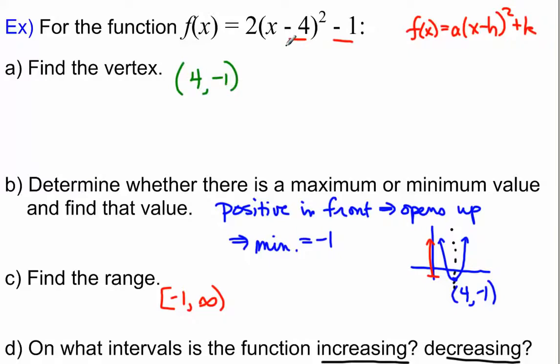And that was related to transformations. The inside moved it the opposite direction, so forward. The outside one was the vertical, and that moved it the same direction as indicated, or down.